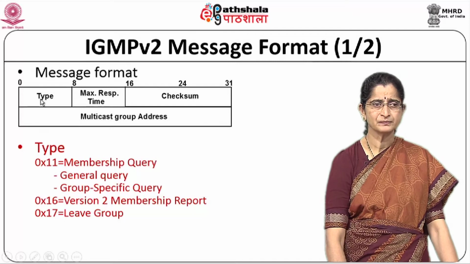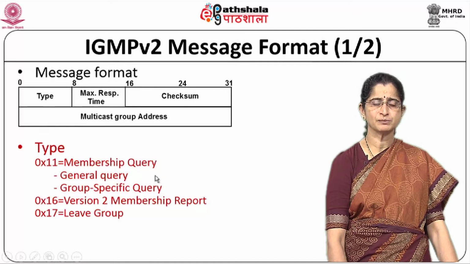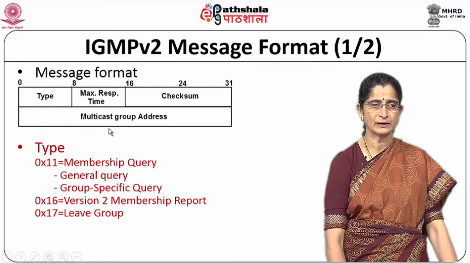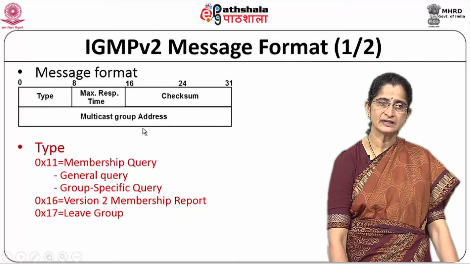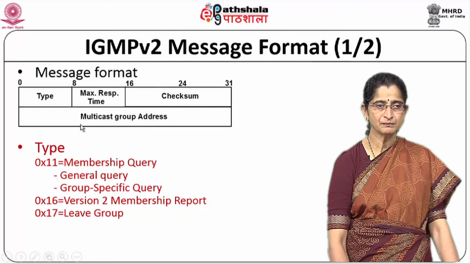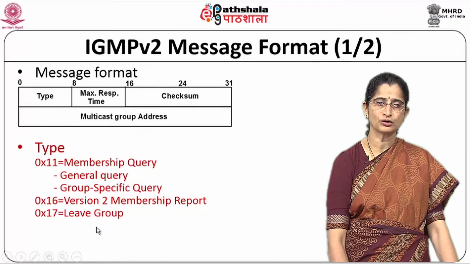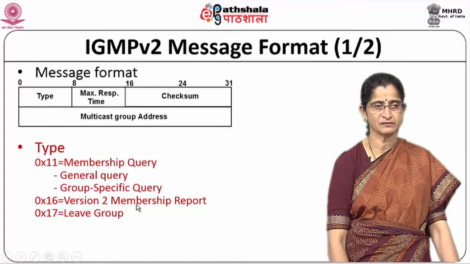You have a type in the message which tells you whether it is a membership query, whether it is a general query or a group specific query, and then there is a maximum response time field, a checksum field, and then a multicast group address. The type will also tell you whether it is a membership report or a leave group message. All that will be specified over here.